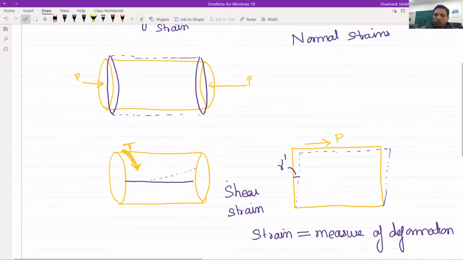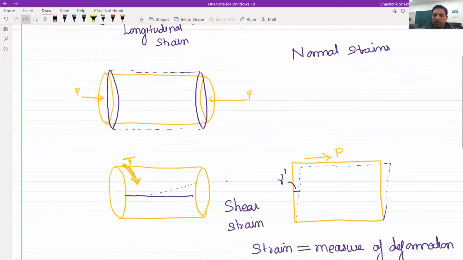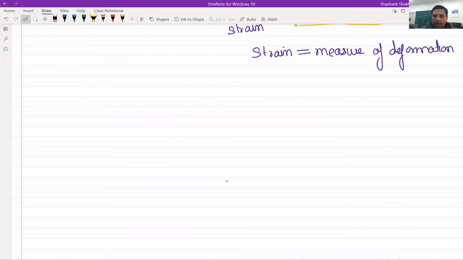Now you must have observed that when you have a positive longitudinal strain, the lateral strain is negative and vice versa. Therefore, this ratio is not by accident. It has to happen. It is because of the constancy of volume, meaning the volume has to remain conserved. And this ratio is called nu.